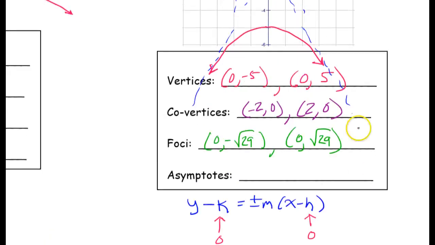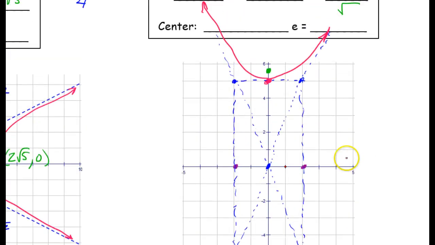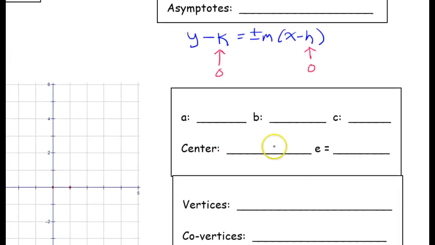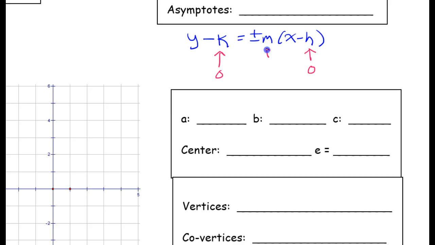The slope, let's talk about that. Just pick either one of the asymptotes and use the rectangle to help you easily see the slope. From this point to the corner, what is the rise and the run? Well, it's up 5 over 2, so that's the slope. Okay, so the slope right here is 5 over 2.